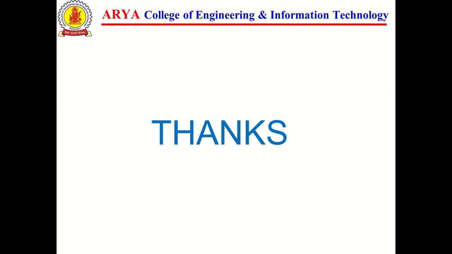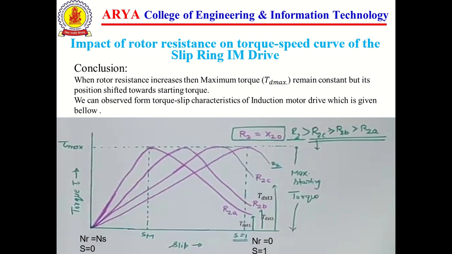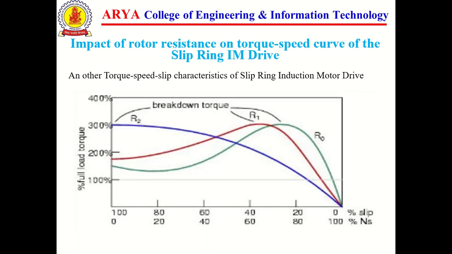Another torque speed slip characteristic of the slip ring induction motor drive is shown here. This is clearly the breakdown torque. This is the initial condition of R0. Here you can see the starting torque, which gradually increases toward the full load torque. Here we increase the speed to full speed, and here slip equals 0.